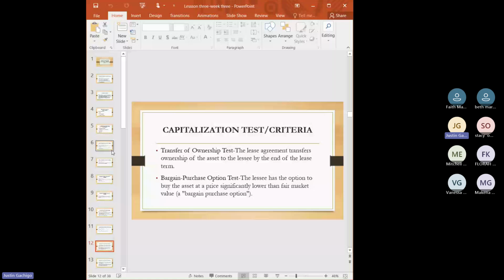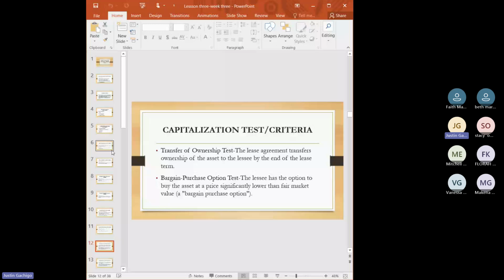One of the tests is called the transfer of ownership test. In the question that you are given, you'll find that at the end of the lease, the lessee is allowed to transfer the ownership. The other one is called the bargain purchase option test. In this case, you'll see that the lessee has the option to buy the asset at a price significantly lower than the market value.